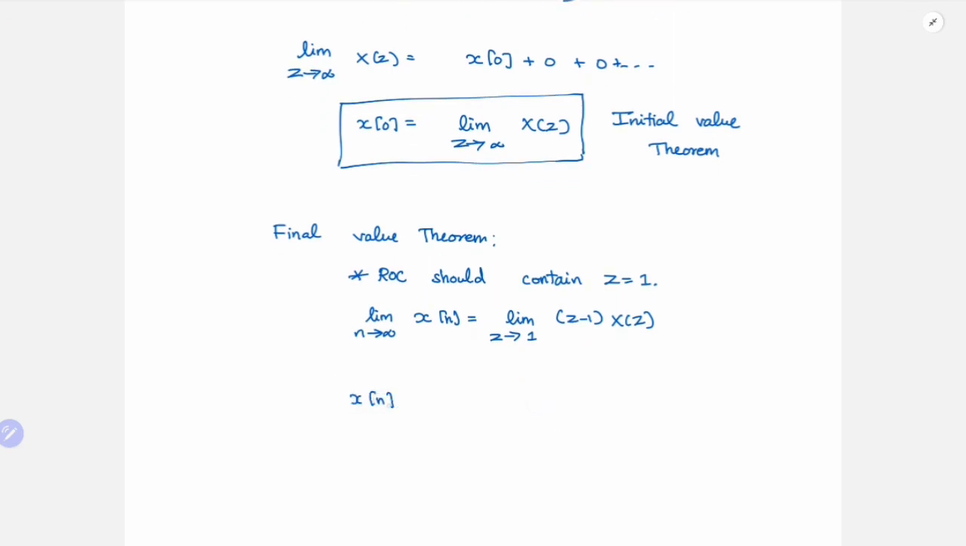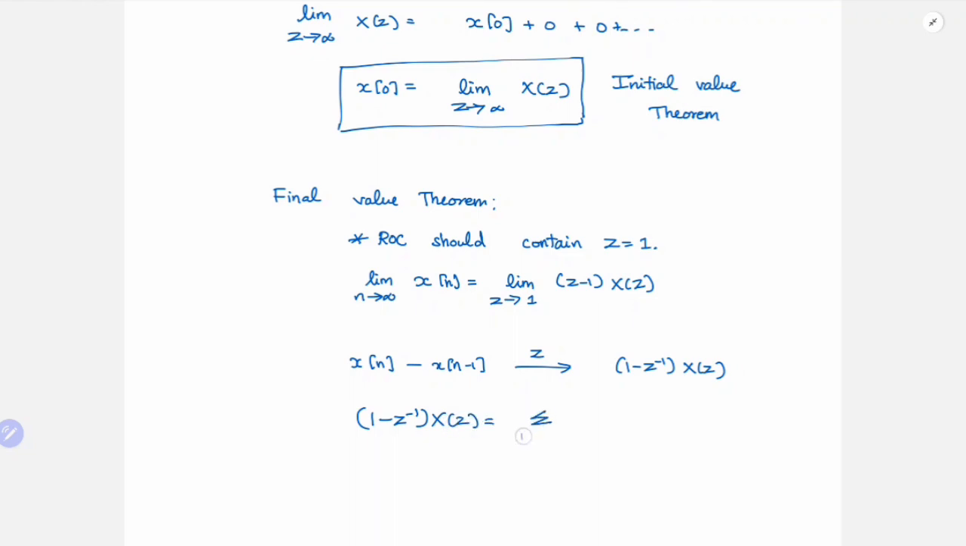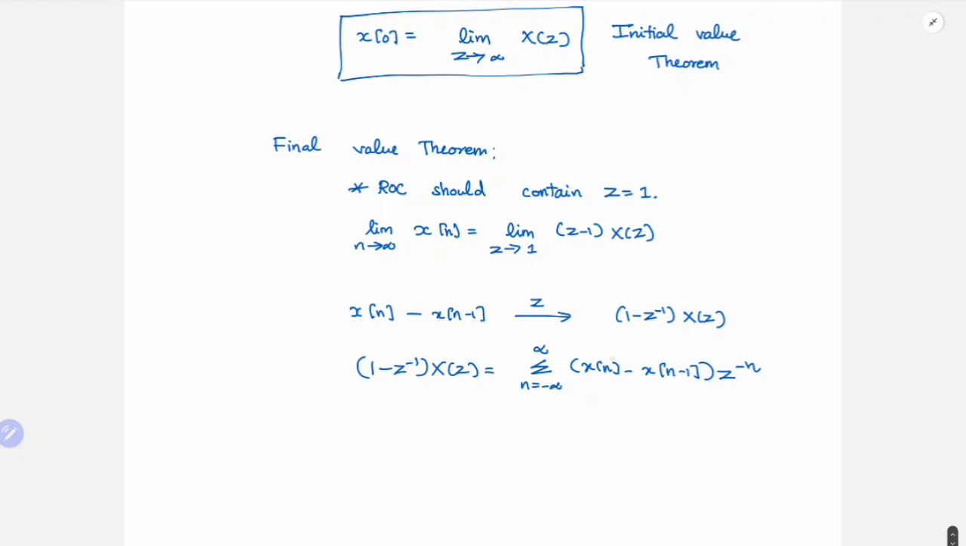So we know that x of n minus x of n minus 1 has z transform 1 minus z inverse x of z. Which also means that 1 minus z inverse x of z is nothing but summation n equal to minus infinity to infinity x of n minus x of n minus 1 into z power minus n. Another thing to notice here is your x of n is causal. So where will this n start from? Your n will start from 0. So n equal to 0 to infinity x of n minus x of n minus 1 z power minus n.